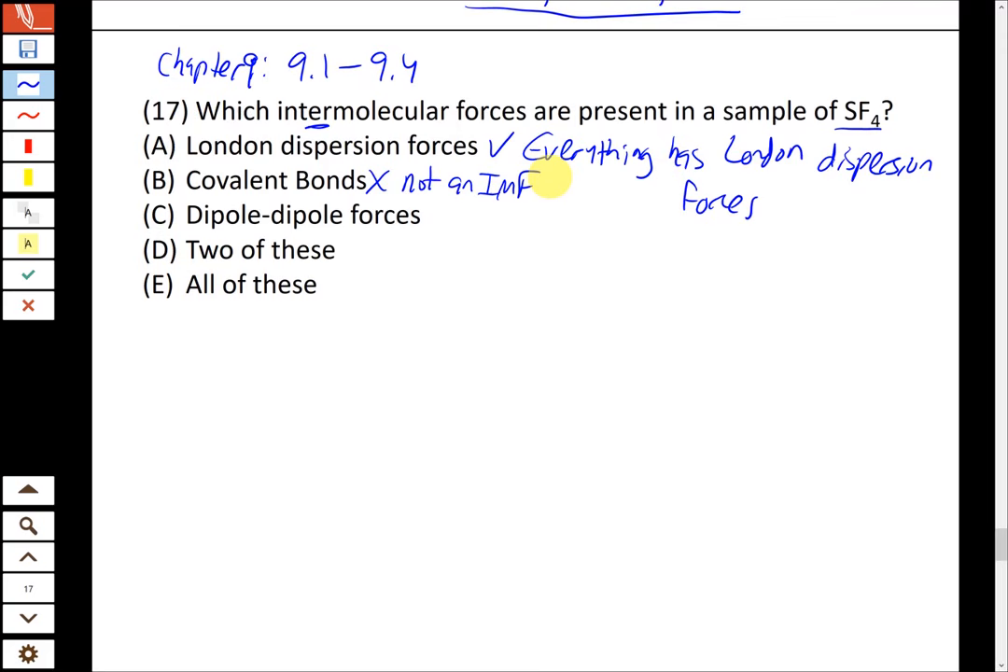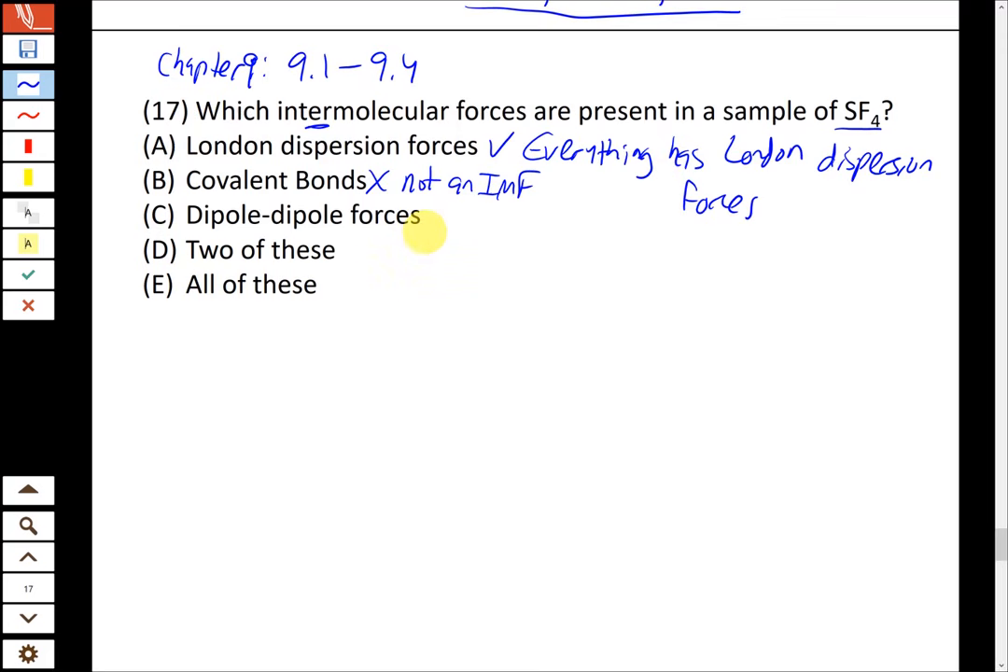So the forces that cause two molecules to stick together in a liquid or a solid phase or whatever the case is. So this one's not even an intermolecular force, so it can't be our answer choice, but we have to decide, does this molecule have dipole-dipole forces or not? So the other intermolecular forces, dipole-dipole forces and hydrogen bonding, depend on, to some extent, the composition of the molecule.